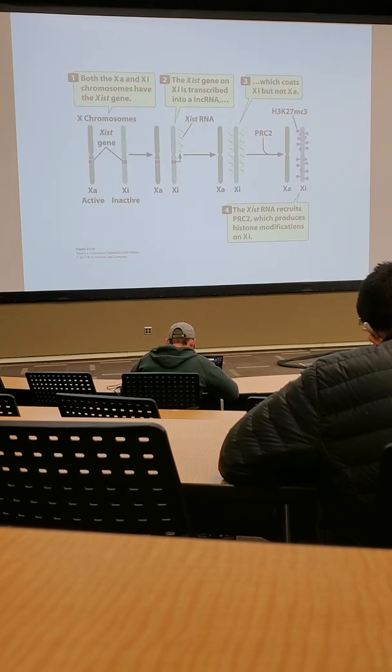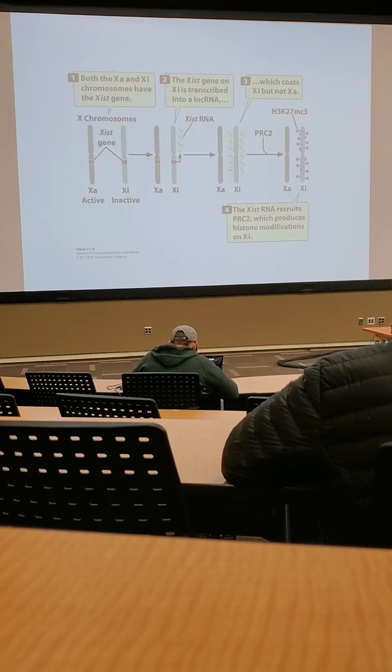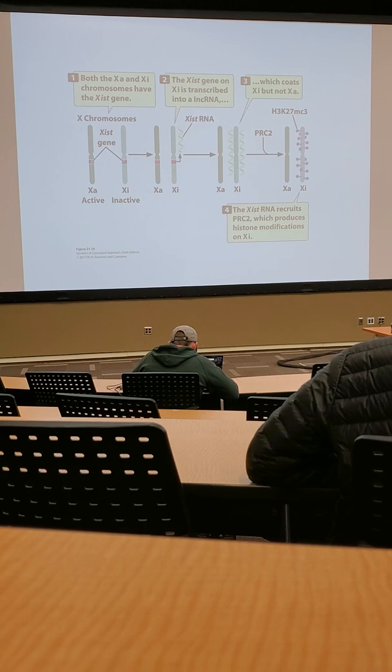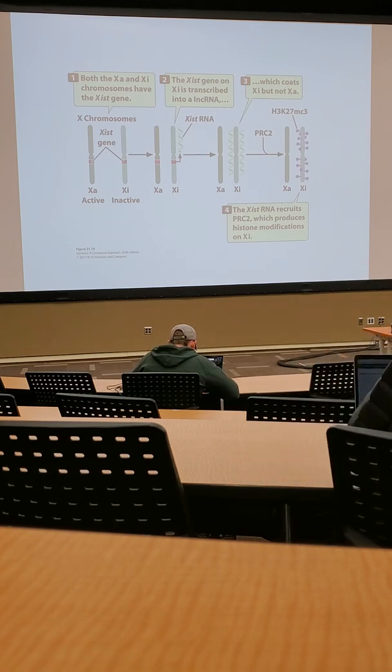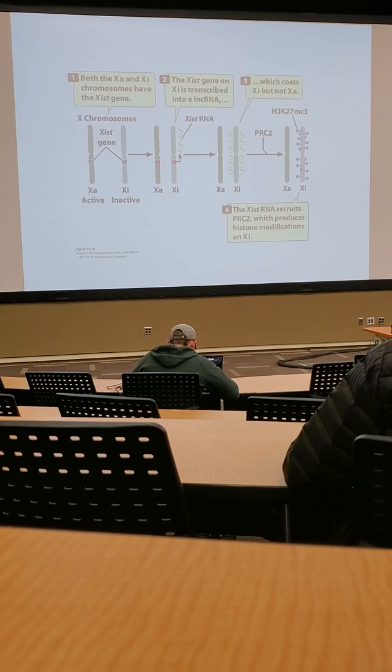So this is what it looks like in these books. So it's kind of labeling things backwards. So it's saying, okay, we know that one of these X chromosomes is going to be active, one of these X chromosomes is going to be inactive, so it kind of labels them that way, so you can follow the fate of these X chromosomes. So there's the Xist gene.